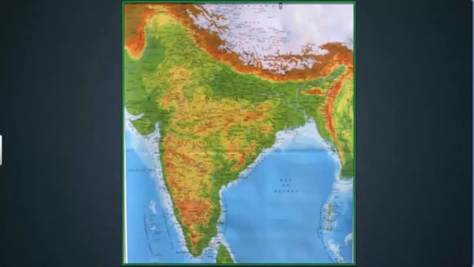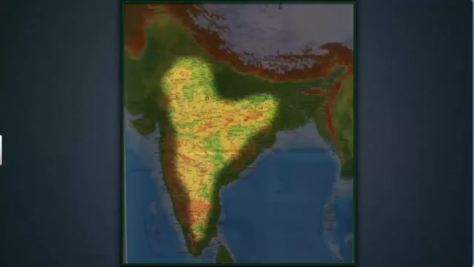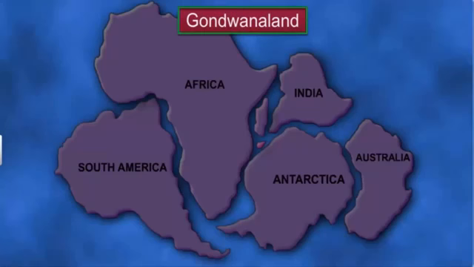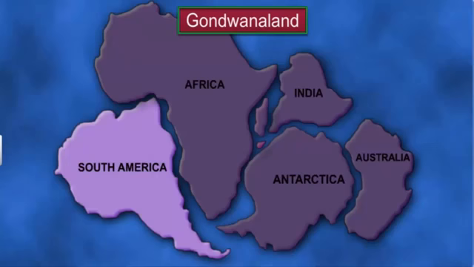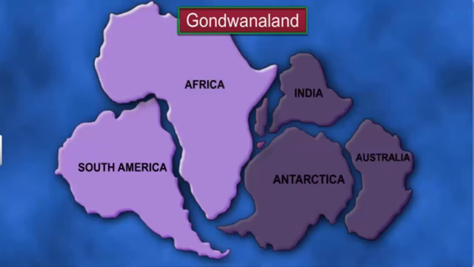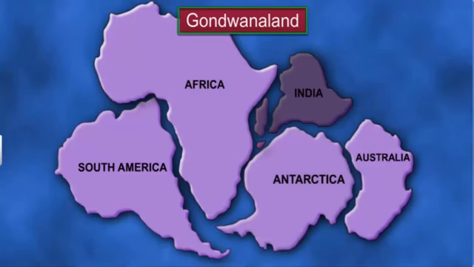So, how is this theory applicable to India? Peninsular India is a part of an ancient supercontinent, Gondwana land. Gondwana land originally consisted of a number of land masses, including South America, Africa, Australia, and Antarctica, as well as the Indian subcontinent, all joined together.